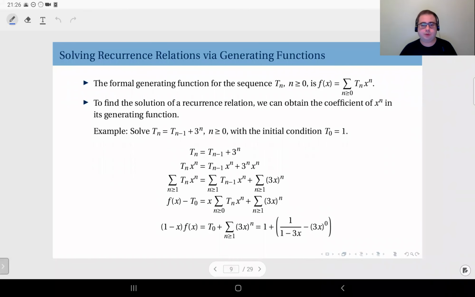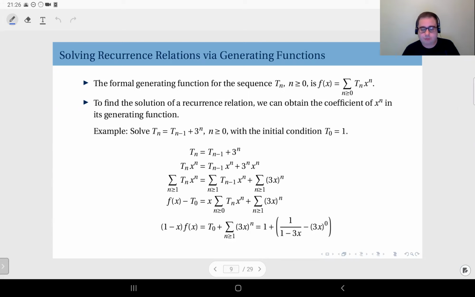The first method I'm going to give is generating functions, and essentially that's using generating functions to solve or to obtain the solutions of recurrence relations. And by recurrence relations here, let me remind you, I refer to linear and constant coefficient recurrence relations in general. So it can be homogeneous or non-homogeneous, but we will only look at linear and constant coefficient recurrence relations.